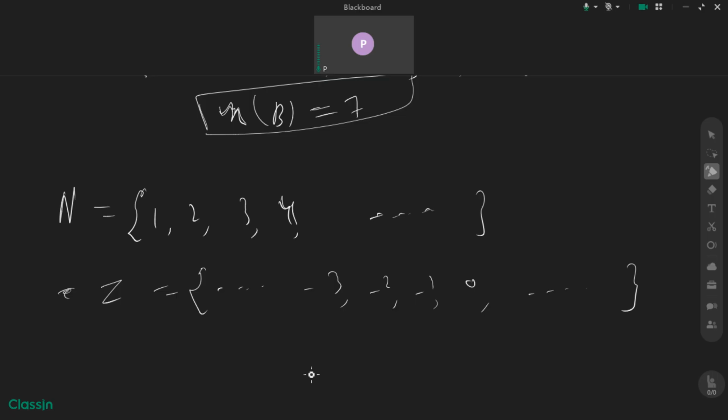But if I now take the set of all rational numbers, real numbers, or irrational numbers, we cannot represent them with roster form. Why? Because we know that, let us say I take a set of all rational numbers.